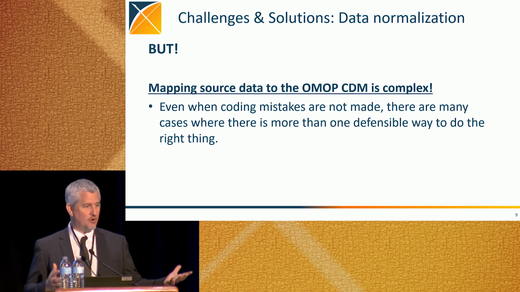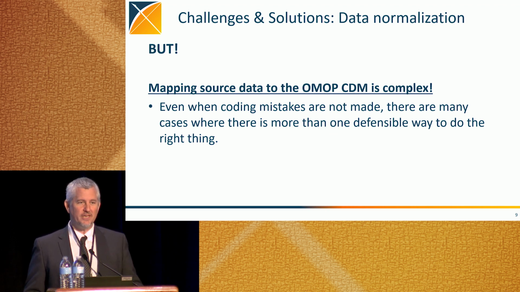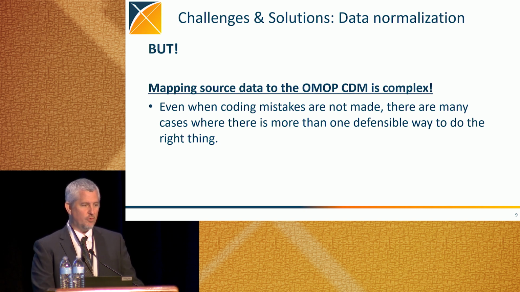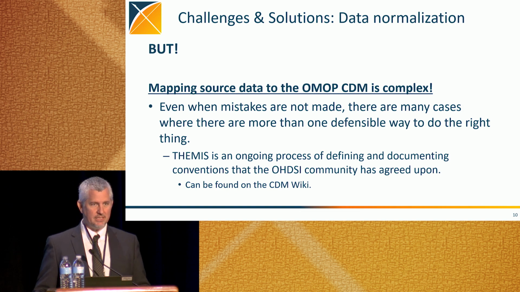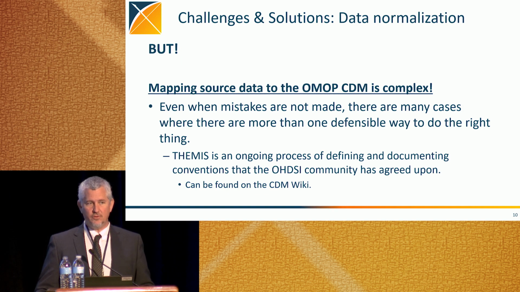But even when you've done that correctly, you've done all of the mapping without error, there's still the possibility for incompatibility of things. You've got a common data model and you've done the perfect ETL, but you may not be following the same conventions. So there's more than one legitimate way to do that work. And here again, the OHDSI community has risen to the challenge, and as was mentioned earlier, there's this Themis effort, which is an ongoing effort to collect conventions for how to do that the right way, where there are equivalent ways of doing things. We settle on a convention, and you can find all of those on the CDM wiki.